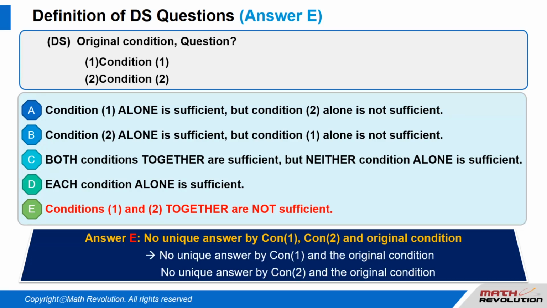In this case, it is also not possible to find a unique answer by using the information found in condition 1 and the original condition independently, or condition 2 and the original condition independently.